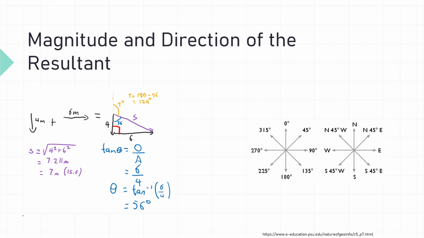Now, if we were to report a final answer for this question, we could say that we have a displacement of 7 meters. That's to one significant figure, but the bearing itself is 124 degrees true. An alternate direction that we could also give is south 56 degrees east. And again, either one of those directions or bearings would be acceptable to go with that 7 meters to describe the vector that we have here.